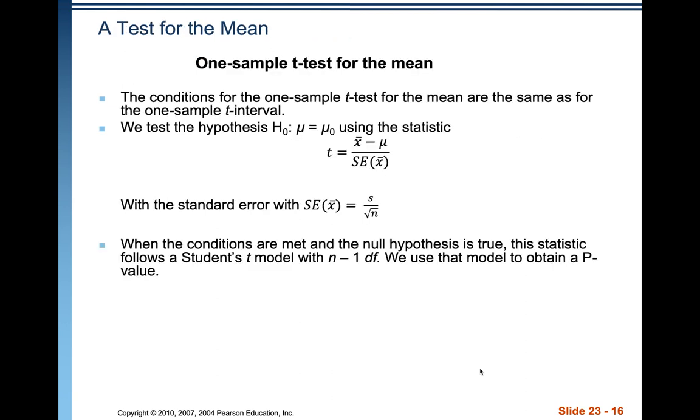All right. The conditions for the one sample t-test for the mean are the same as the one sample t-interval. Your null hypothesis is always going to be that the mean equals some value that has been the standard. Our test statistic is the same and the same with our standard error, and we're still going to be using the t-model with n-1 degrees of freedom.